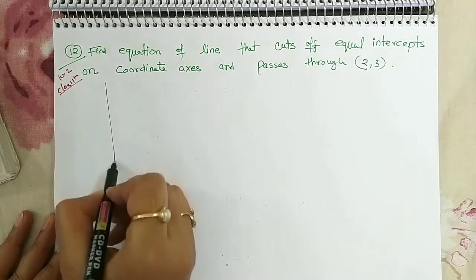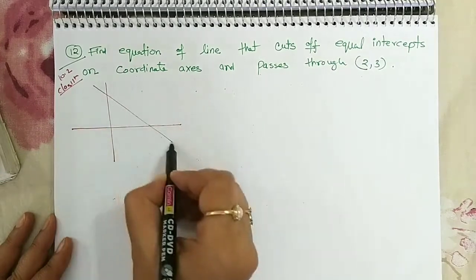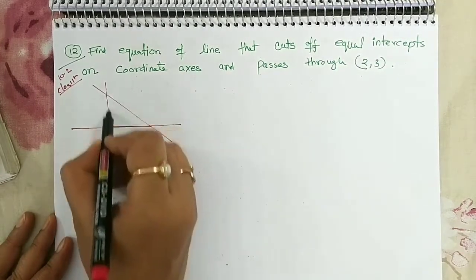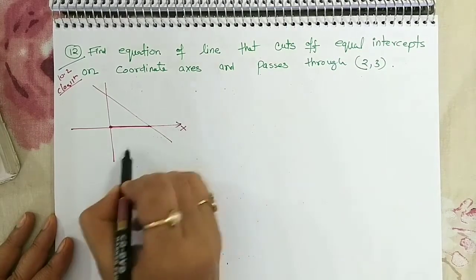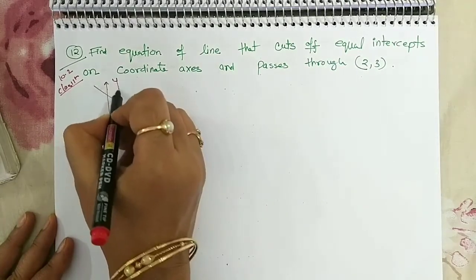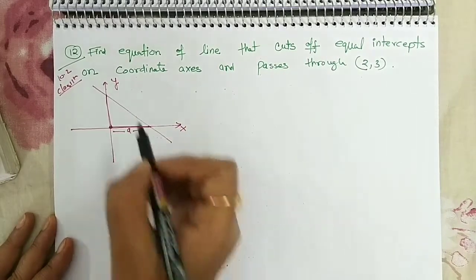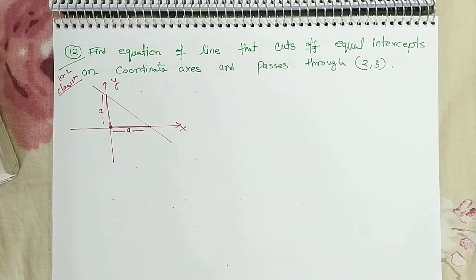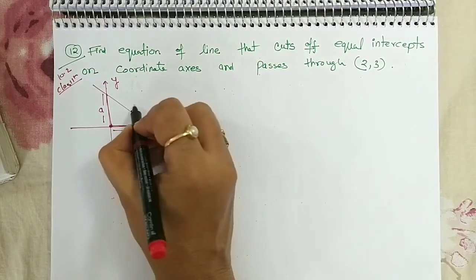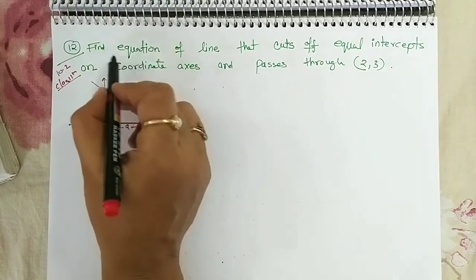So what they have given is there is some line which is cutting equal intercept on x-axis and y-axis. Intercepts means where it is cutting x-axis, this is x-axis, and where it is cutting y-axis. So they both are equal, they are saying. So if this is A, this is also A. And they have given one point which the line is passing through, and they're asking the equation of line.